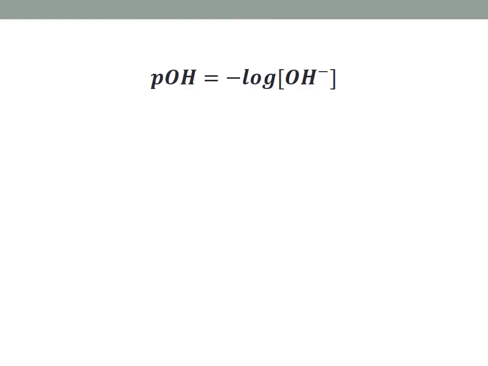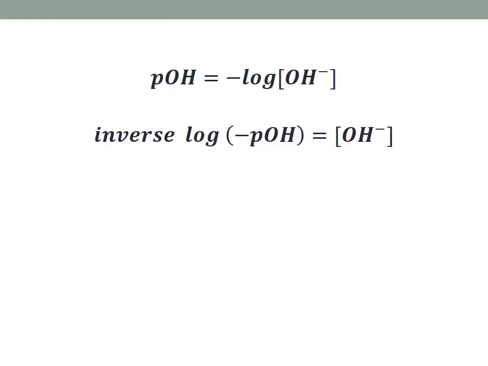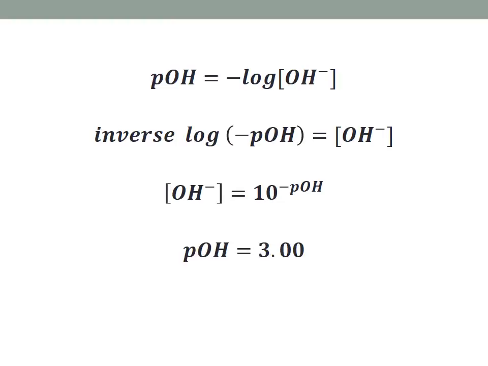POH, negative log of the hydroxide ion concentration. So we find the inverse log of POH, that will give us the concentration of hydroxide ions. So, similar to how we did with pH to get hydrogen ion concentration, 10 to the negative POH. So we take 10 and raise it to the exponent of the negative POH value. And that will give us the hydroxide ion concentration.